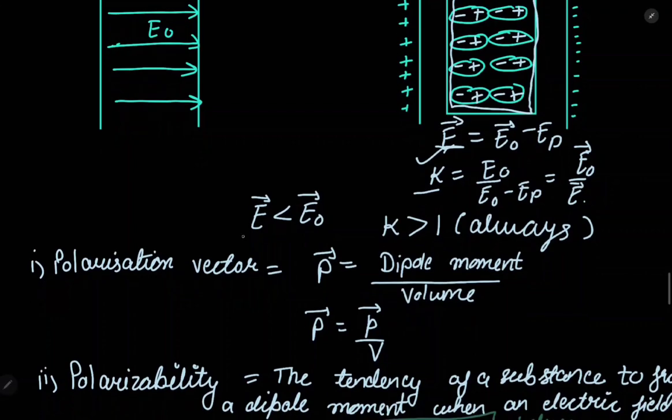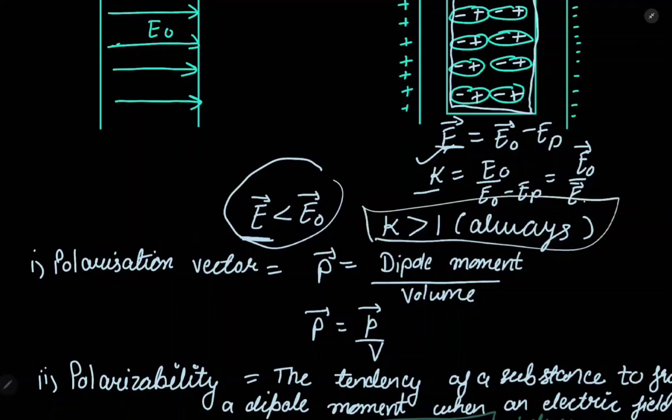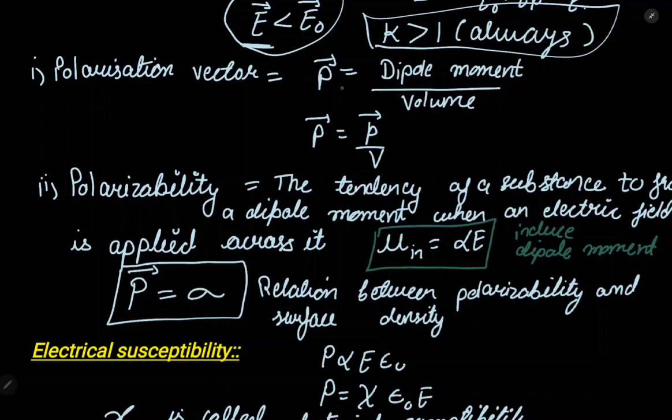We know that the net electric field after the polarization is always less than the applied electric field. So we can say that K is always greater than 1. The dielectric constant is always greater than 1. Next important term is the polarization vector. P vector can be written as dipole moment upon volume, and we know that dipole moment is equal to Q into 2A upon V. This is not a cross product, this is simple multiplication.